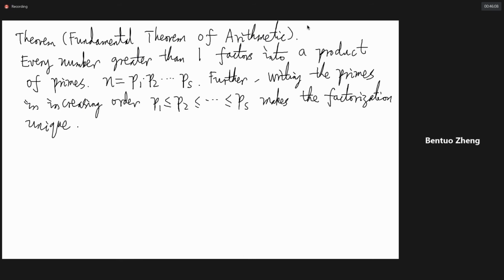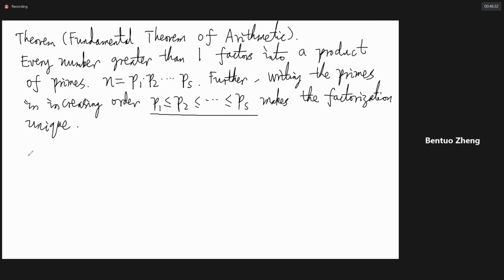Of course, in this factorization, some of the primes could be equal, because if you look at this restriction, P1 could be equal to P2. It could happen that all the PIs are equal. Maybe some of them are equal, maybe all of them are equal, maybe none of them are equal. But in any case, you have a prime factorization.